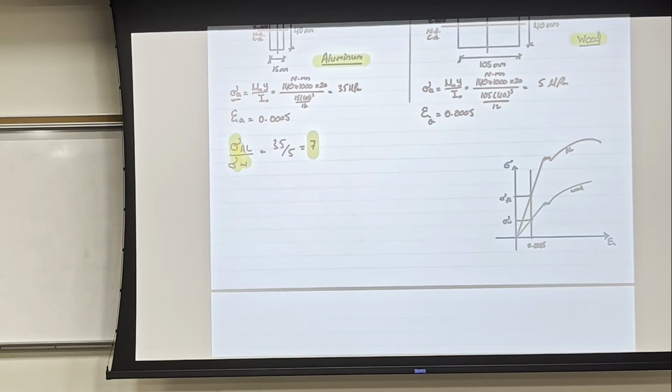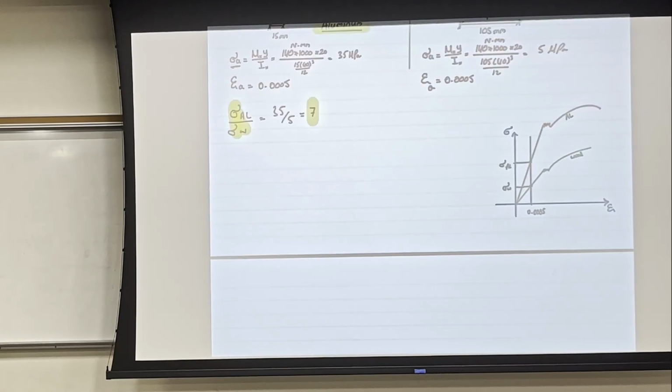So now let's find where this 7 came from. We agreed from the beginning that the epsilon for aluminum is equal to epsilon for wood, so that both of them are equivalent. Okay? And the bending strain or the normal strain is equal to stress over modulus of elasticity. That's for the aluminum side, and then for the wood side, stress over the modulus of elasticity of the wood.